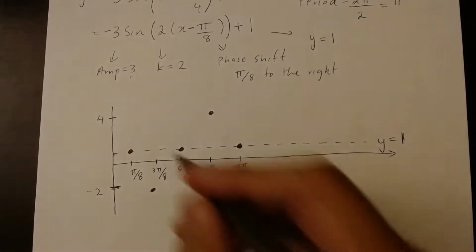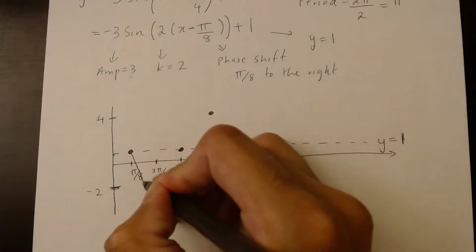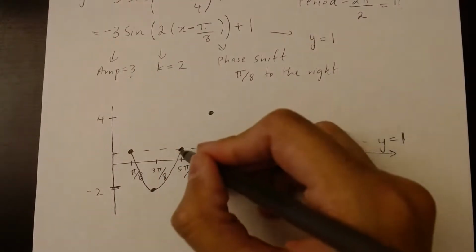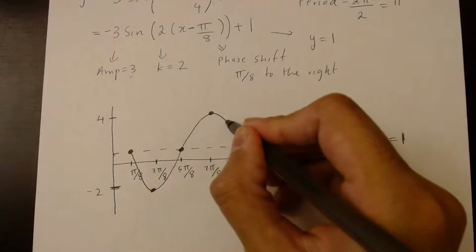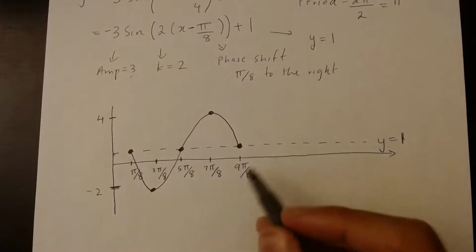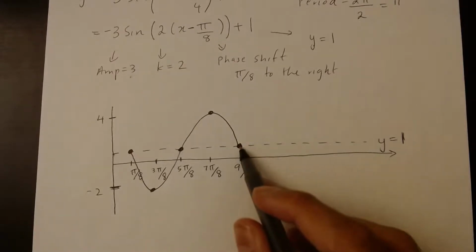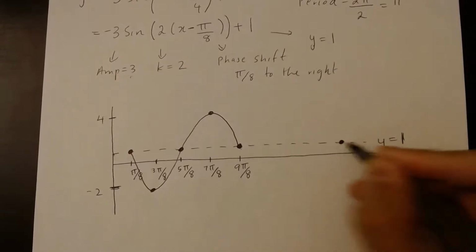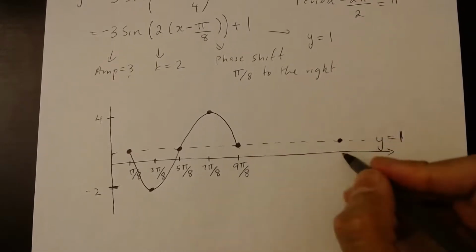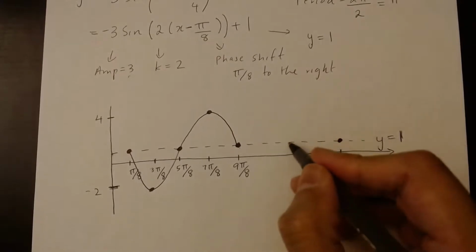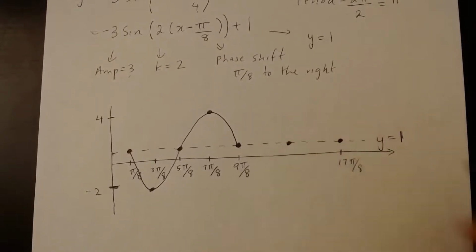Once I have all my points labeled, I can draw a sinusoidal wave going through these points. And that is one cycle of my sinusoidal wave. If you want to create a second cycle, you could just take this point here. You can add the period again, which is pi. So this is going to become 17 pi over 8. You can find the midpoint of these two.